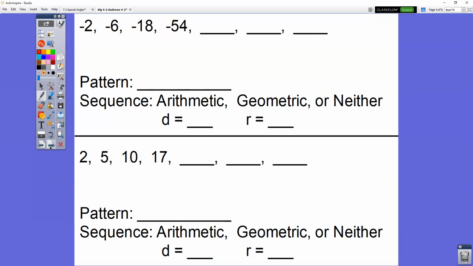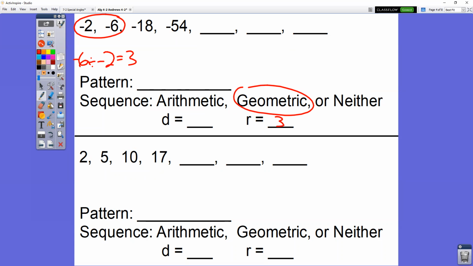I can tell right away that it is not arithmetic. It's not arithmetic because there's a bigger gap in between -18 and -54 than there is in between -2 and -6. So I know right away that this has to be either geometric or neither. I'm going to divide going backwards. Choose any two numbers and divide going backwards. -6 divided by -2 gives you a +3. So I know right away that this is geometric.